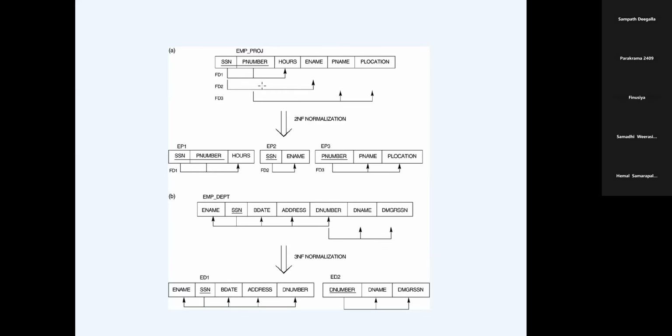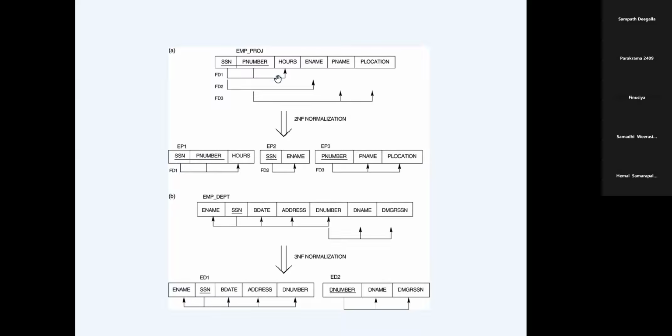So number of hours is fully dependent, but employee name is only partially dependent, on just one of the primary key attributes. Similarly, this one is based on the project number. That means functional dependency 2 and functional dependency 3 violate the second normal form. What do you mean by violates? Non-prime attributes, attributes that do not belong to the primary key, which are employee name, project name, and project location, should be fully functionally dependent on the primary key. And they are not. Therefore, this is not in second normal form. So you have to break it.